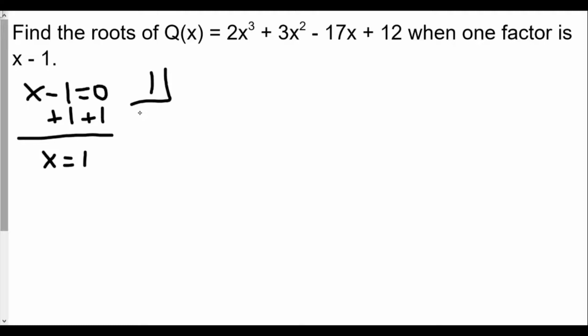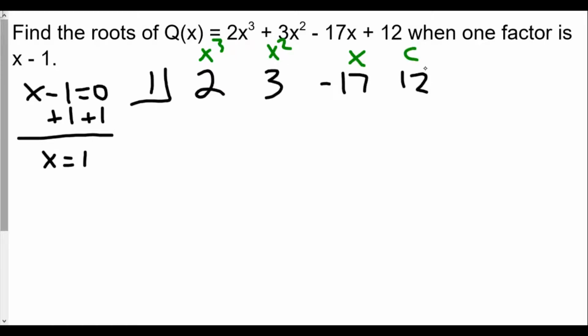Now for our coefficients. So for 2x cubed it is 2, just writing down the coefficients, don't worry about the variables. Okay? And again, I'm going to put the x cubed up top above the 2, the x squared above the 3, the x above the next 17, and the letter c for constant for the 12.